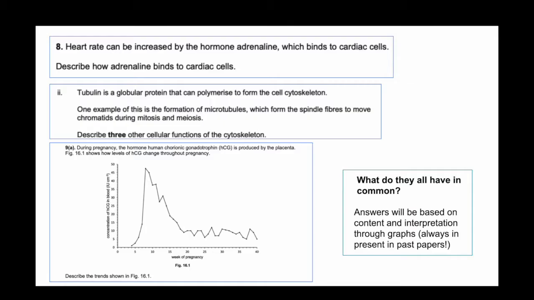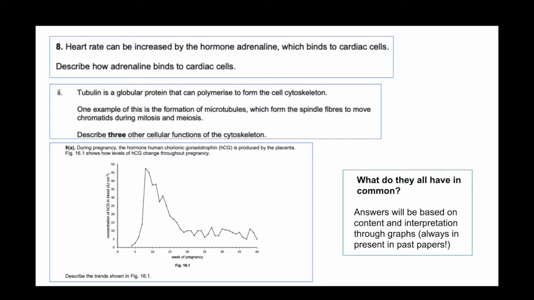Also, notice how I just read that question. I didn't read the things above it. That's part of the exam technique. In question 9a, it says describe the trend shown in figure 16.1. Describe questions can come mostly in these two forms.